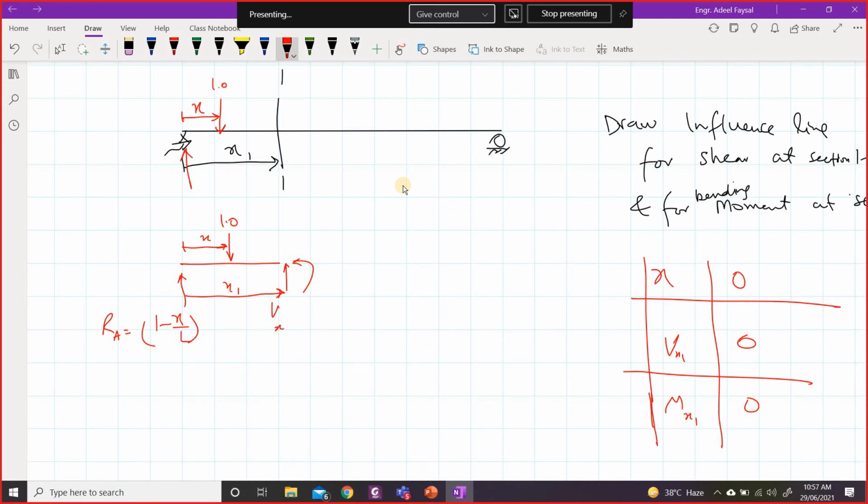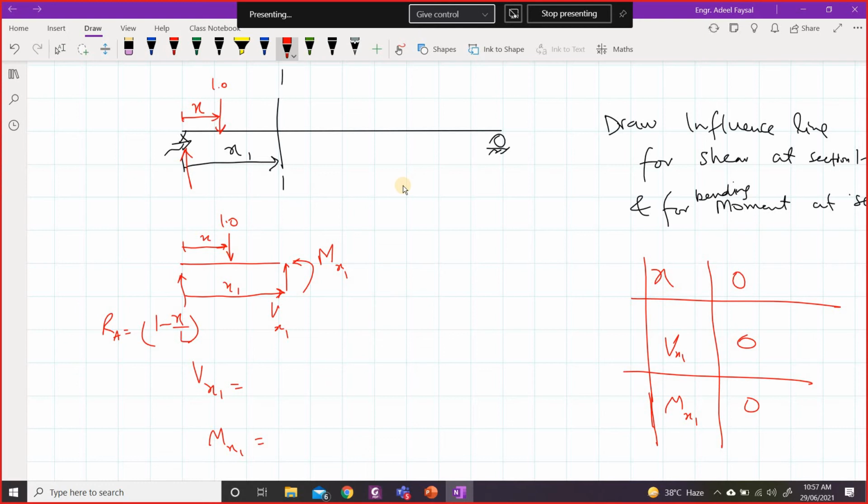You could call it V11 or Vx1, whatever you like. Okay, Vx1 and similarly Mx1. And then you need to write the equation for Vx1 and the equation for Mx1. Of course, those are going to be in terms of x. Let's write down those equations.